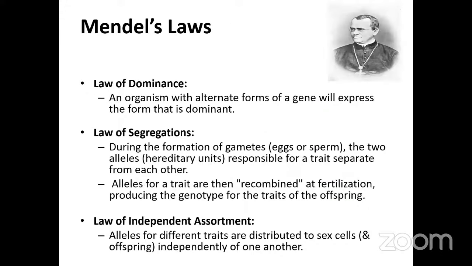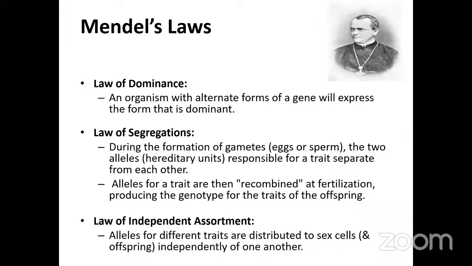Then we need to understand what the different laws of inheritance are. That is called Mendel's laws of inheritance. The first law is the law of dominance. An organism with alternate forms of a gene will express the form that is dominant. For example, an organism has two types of genes, one for tall stature, another one for short stature. When this organism is heterozygous for this particular phenotype, then the dominant form, that is the tall form, will express. So of the alternate forms, the dominant will express.